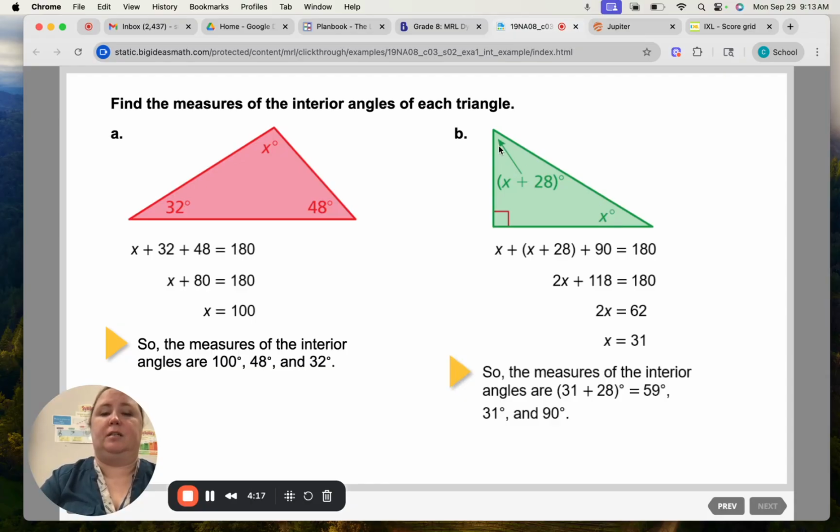But what's our third measurement? It says to find the measures of each angle. We know one of them is 90. We know that this one is just x, which is 31. But this one is x plus 28. So what's 31 plus 28? 59. So you do have to list the 3 angles here. 59, 31, and 90 are your 3 angles. So you do need to make sure you understand what it's asking, because we solved for x, which in one of the angles meant we had to add something to it. Does that make sense?